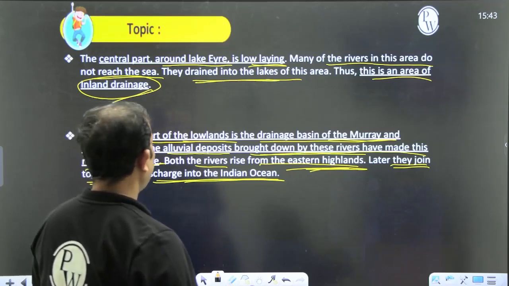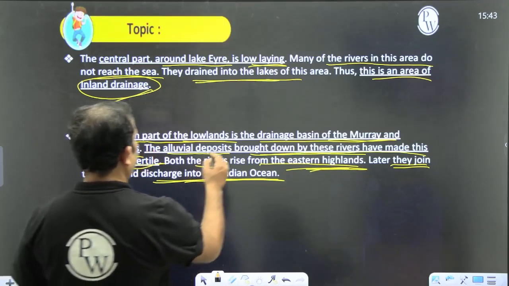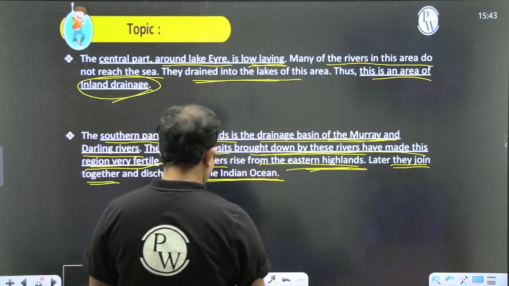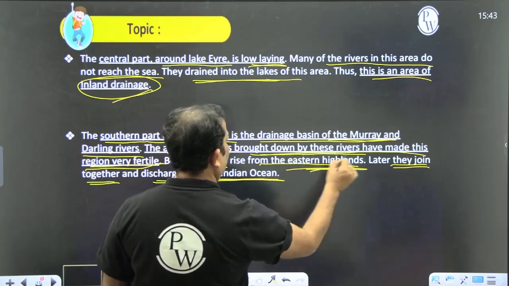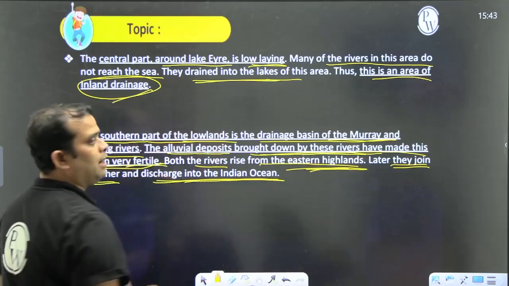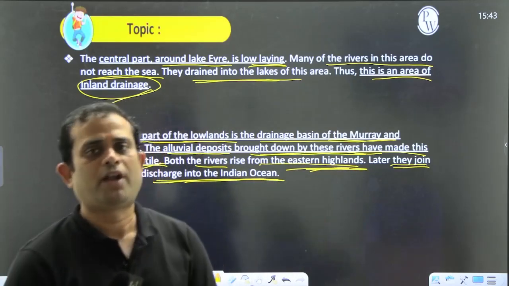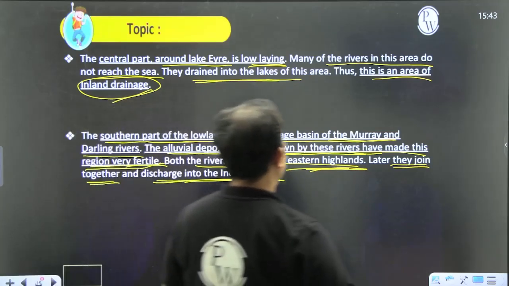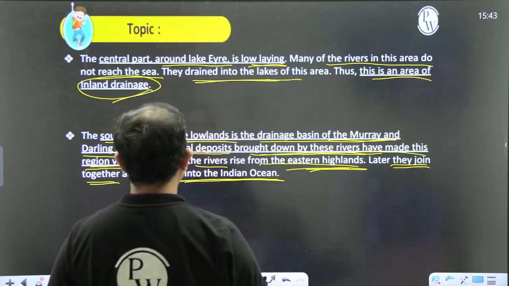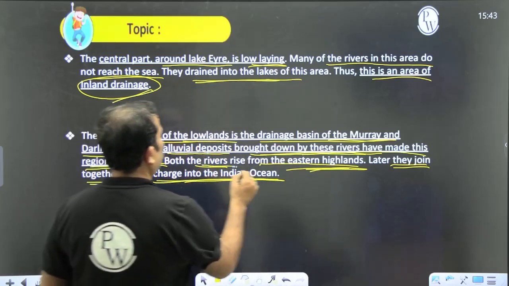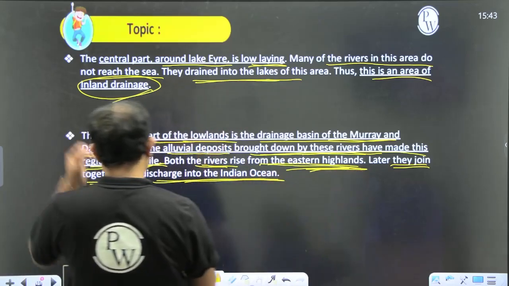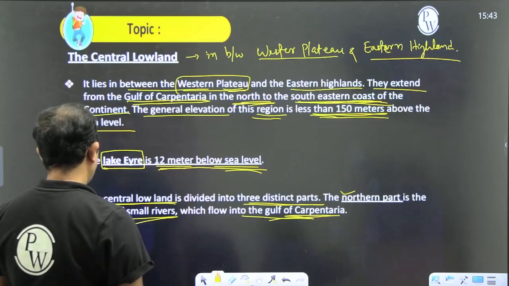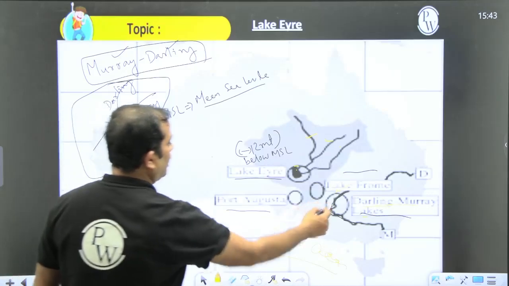So we can say the southern part of the lowland drainage basin is the Murray-Darling rivers. The alluvial deposits brought down by these rivers have made this region very fertile, where many agricultural activities like wheat cultivation, farming and vegetables are grown. Both the rivers rise from the eastern highlands, later join together and discharge into the Indian Ocean.